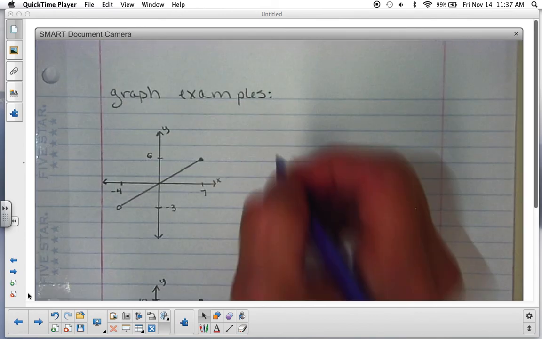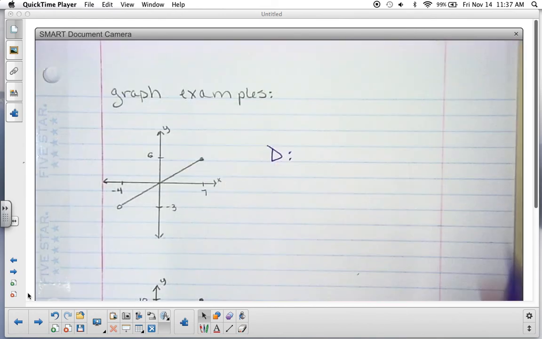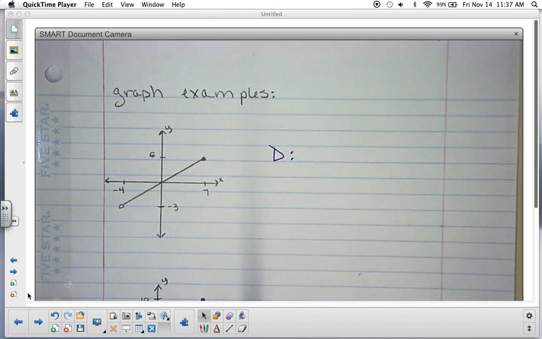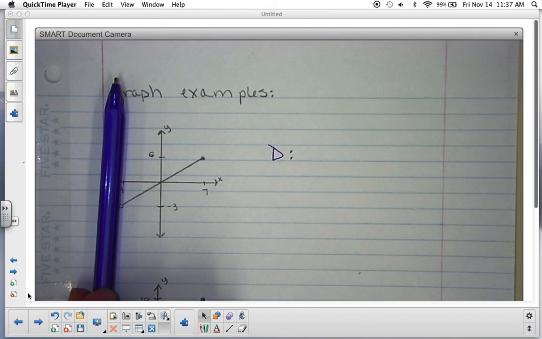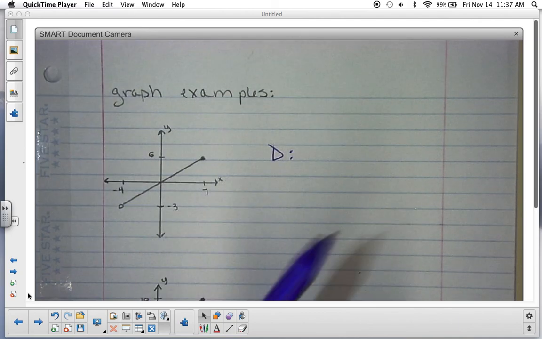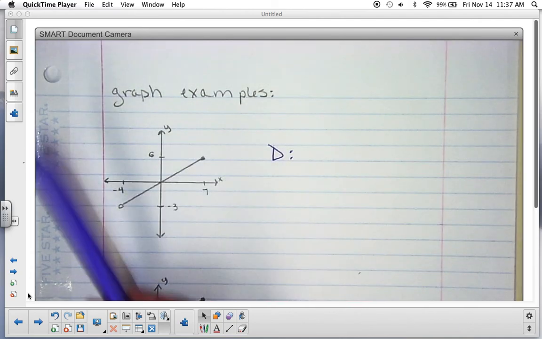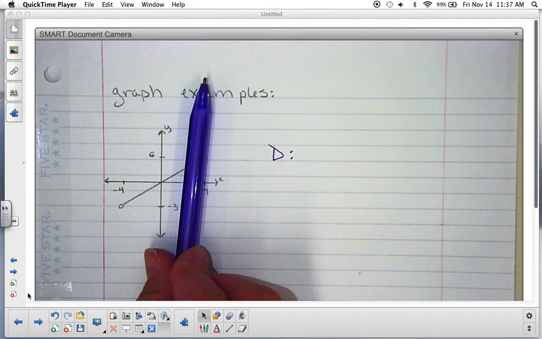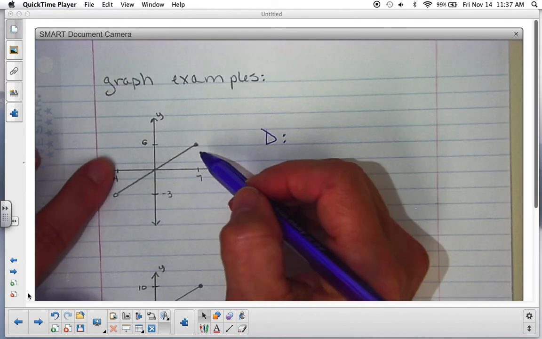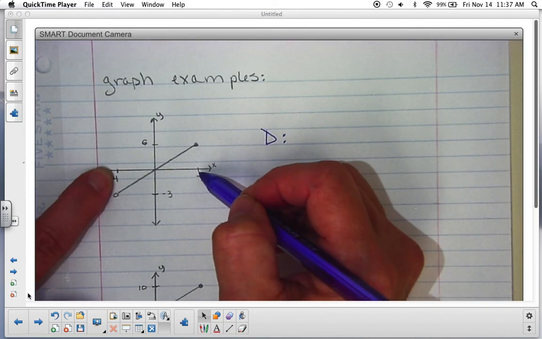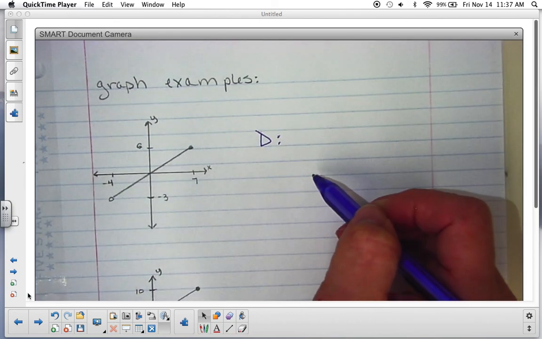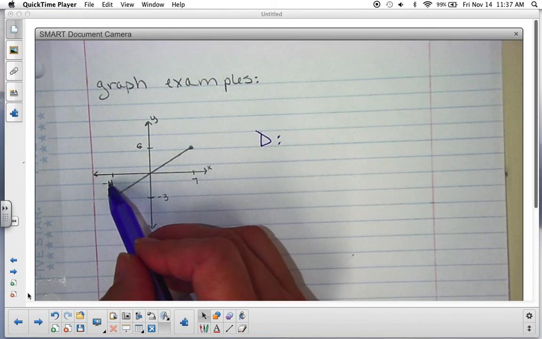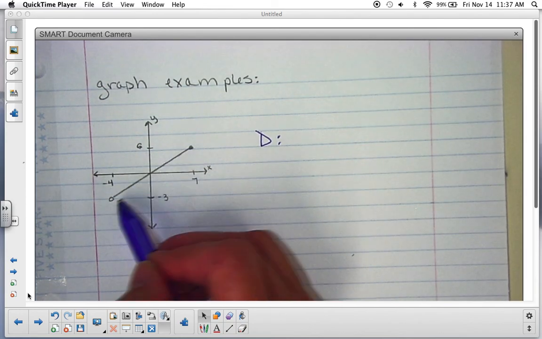All right, again, domain, remember, are the x values. So what you want to do is take your pen and start all the way on the left and go like this and then read that x value. So this hits at -4 and then all the way over here to 7. So the x values are the furthest left and the furthest right. You're reading where it lines up on the x axis for domain. Because it's not just -4 and 7, but all the points in between.